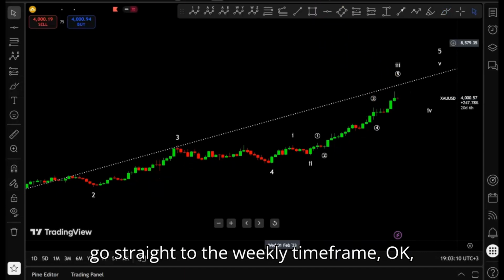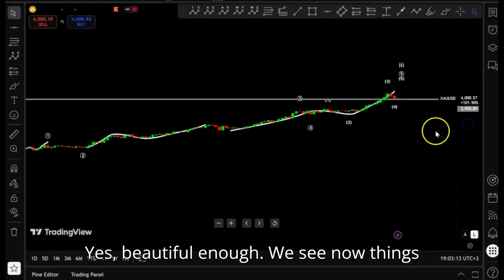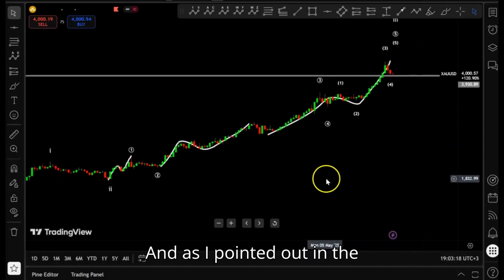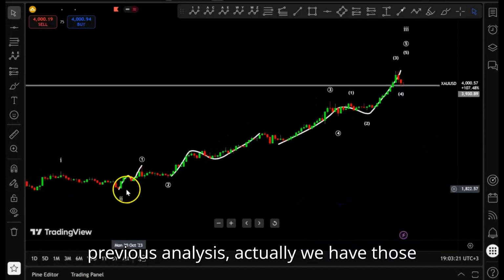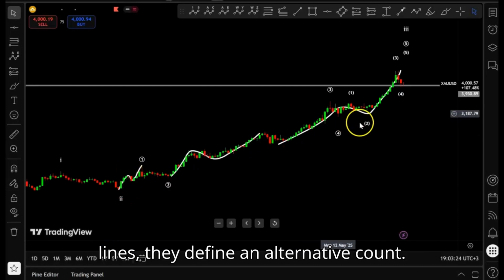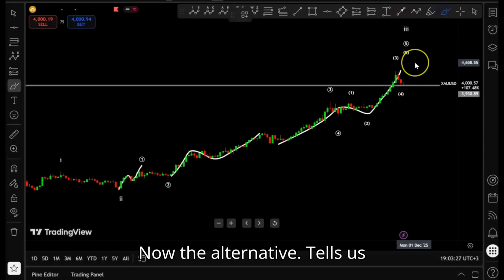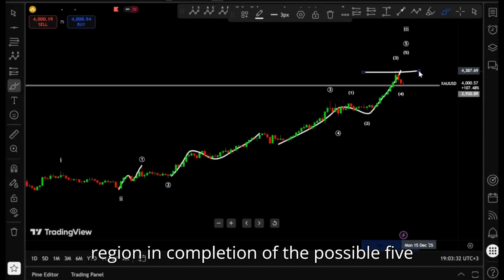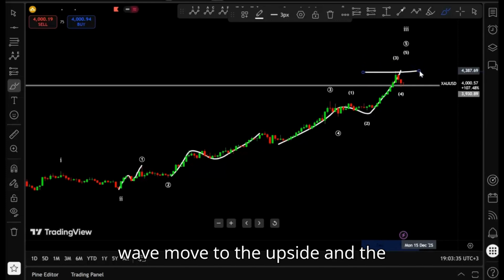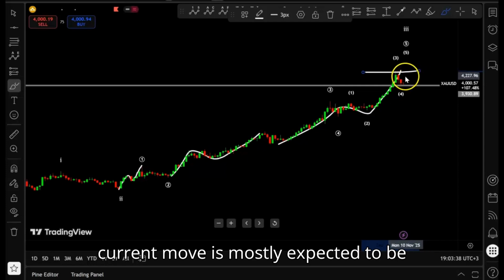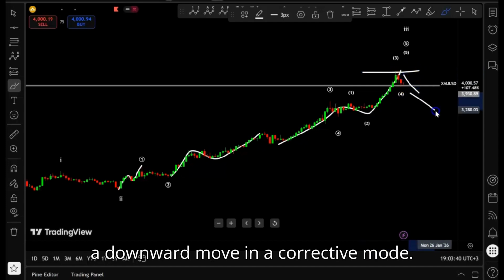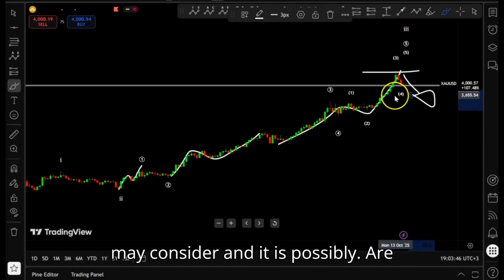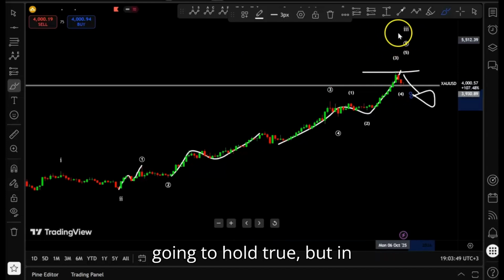So let me go straight to the weekly time frame. Okay, yes, beautiful enough. We see now things are more clear in weekly time frame, and as I pointed out in the previous analysis, actually we have those lines, they define an alternative count. Now the alternative count tells us that price has already moved to this region in completion of the possible 5-wave move to the upside, and the current move is mostly expected to be a downward move in a corrective mode. That is an alternative count that we may consider, and it is possibly going to hold true.